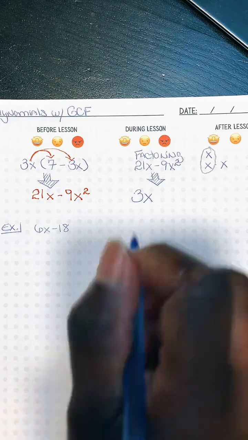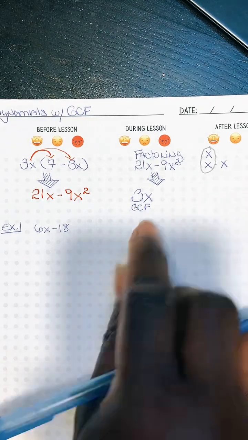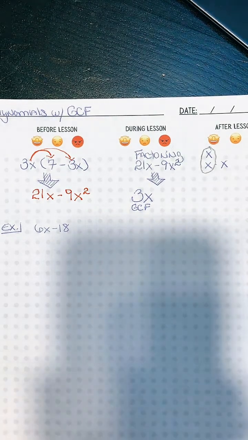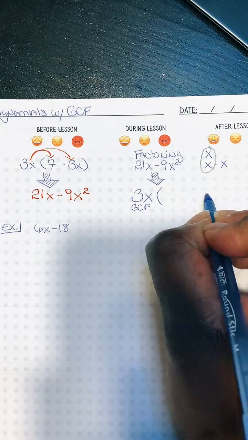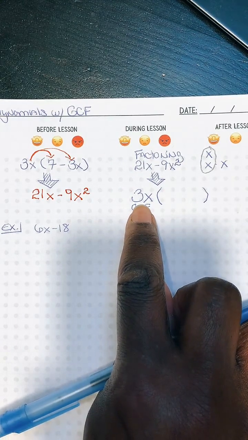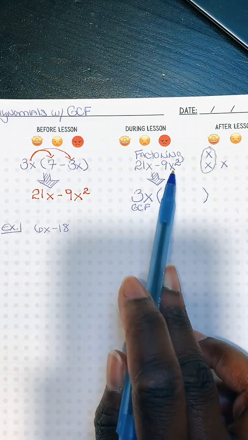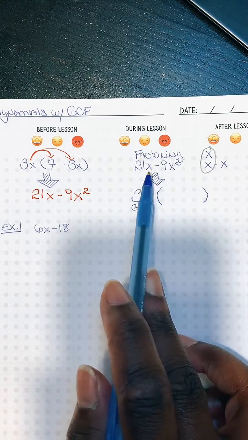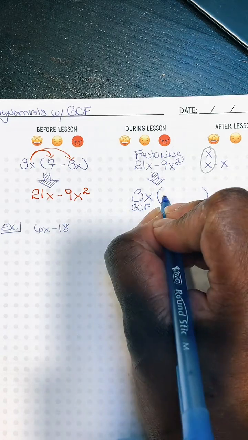So my GCF, or greatest common factor, is going to be 3x. You're going to take this GCF, this 3x, and divide it into the original expression. So I have 21 divided by 3, that gives me 7.